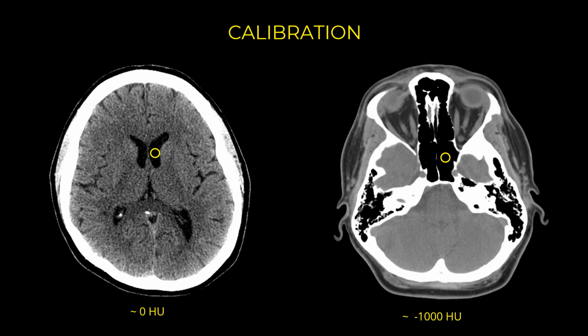So what does that mean? Because of calibration, every time we measure pure CSF, we're going to get a density which is almost 0. Every time we measure gas within a structure, whether that's in the paranasal sinuses, in the mastoid air cells, or in the lungs, it's always going to have a density of minus 1000.